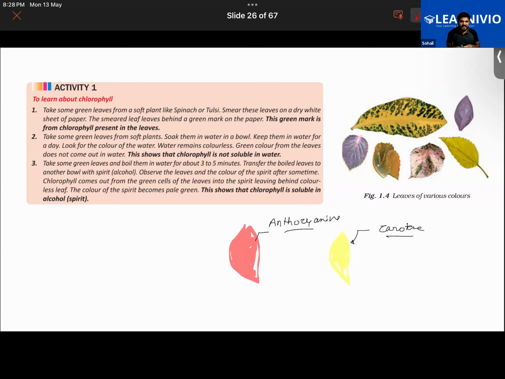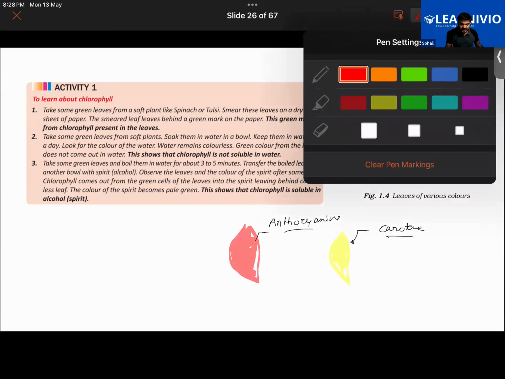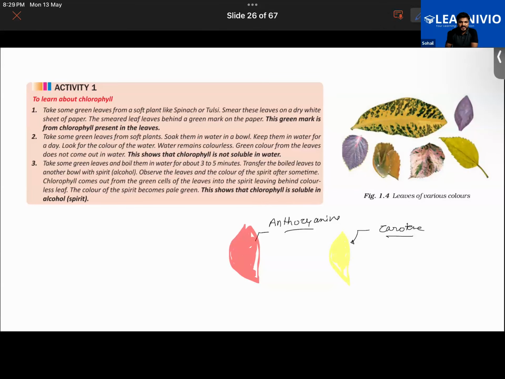This activity basically aims at explaining to you that chlorophyll is present even in the colorful leaves. For example, how would you test for the presence of chlorophyll in a leaf? You will simply take a spinach or tulsi leaf. You might have a tulsi plant at your home. It has got so many health benefits. Smear these leaves on a dry white sheet of paper, and it will leave a green mark on the paper. That green mark is basically due to the chlorophyll.